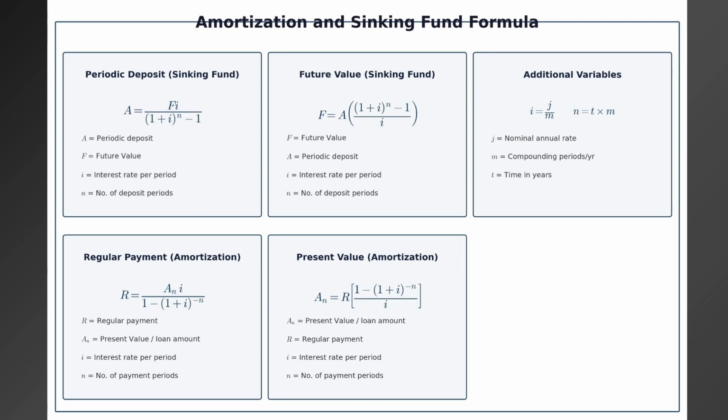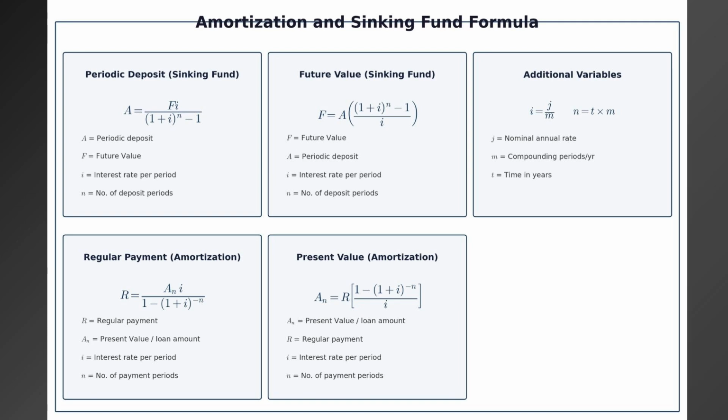For amortization, we also have two main formulas. First, the regular payment, represented by R, is the amount to be paid each period. And the present value, represented by A sub n, is the current value of the loan or the loan amount itself. Across all these formulas, we consistently use three additional variables: i, the interest rate per period, which we get by dividing the nominal annual rate j by the number of compounding periods per year, m, and n, which is calculated by multiplying the number of years t by m.